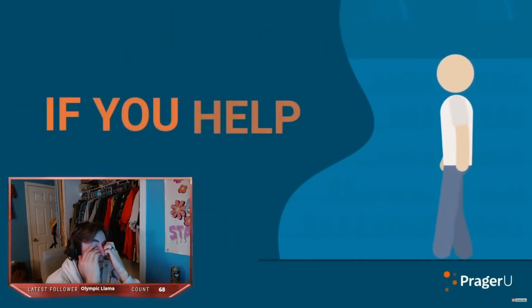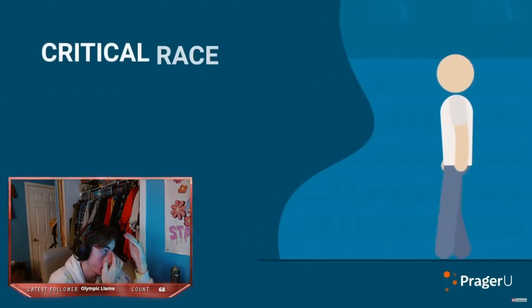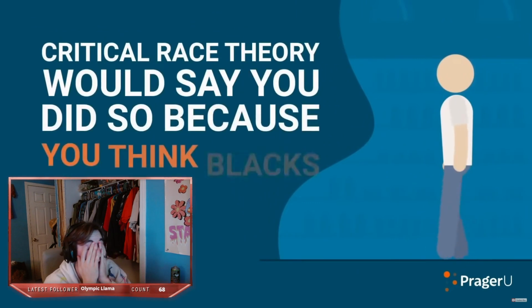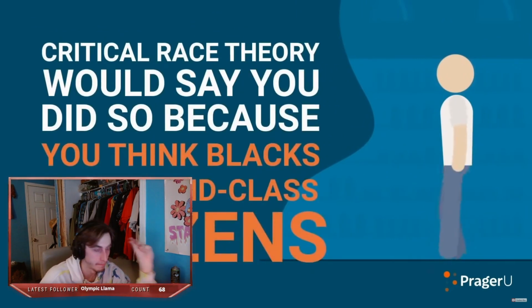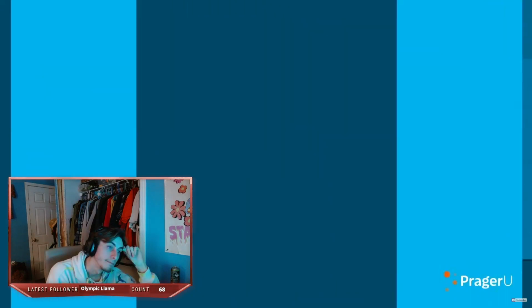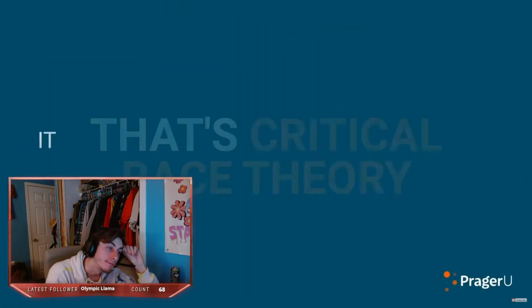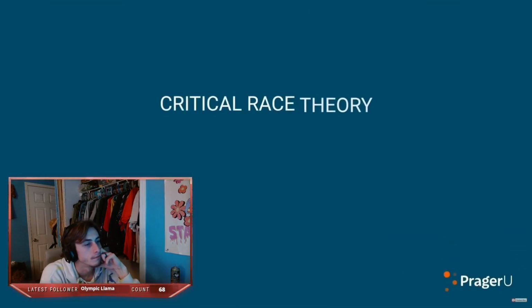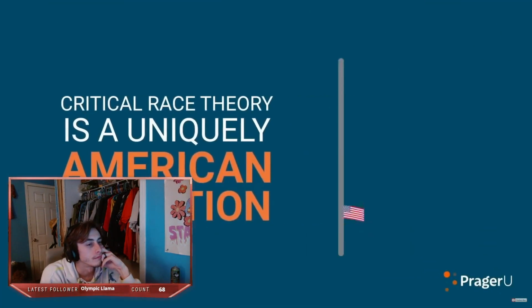If you help the white person first instead, critical race theory would say you did so because you think blacks are second-class citizens. That's racist too. That's critical race theory. It can find racism in anything, even if it has to read your mind. Critical race theory is a uniquely American invention.